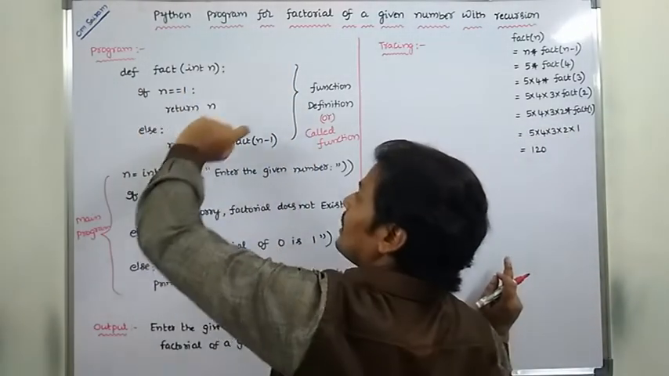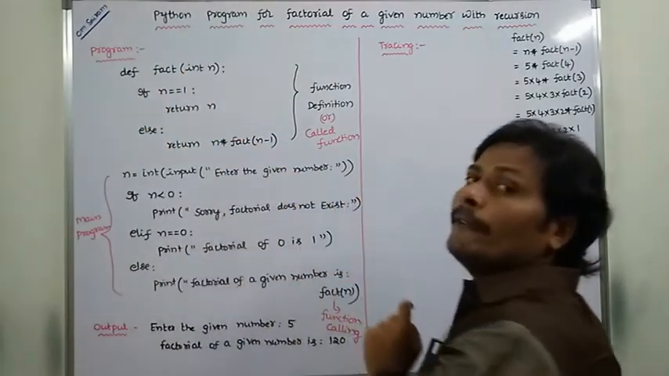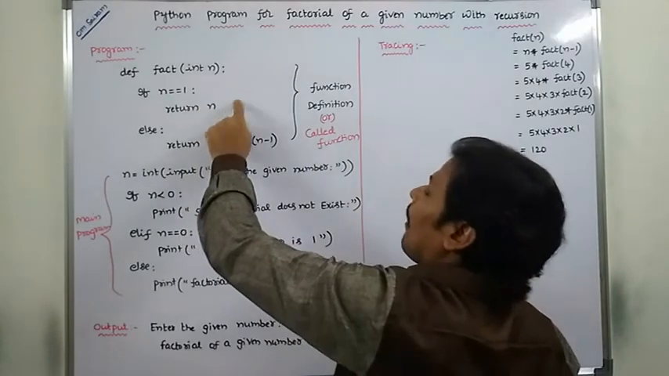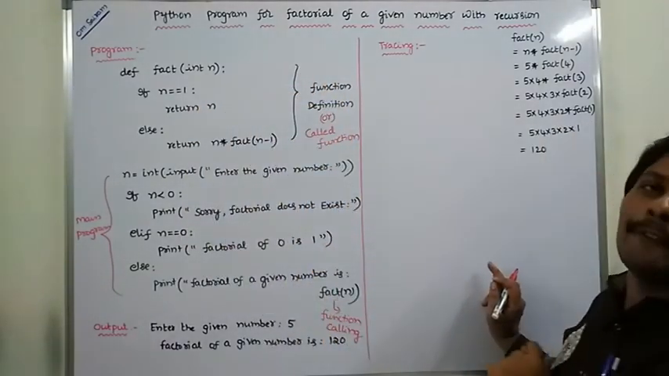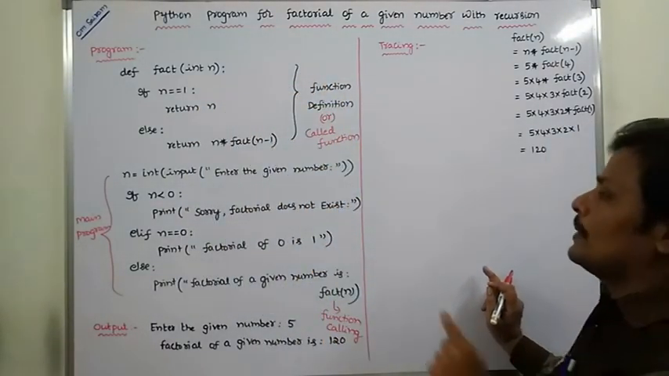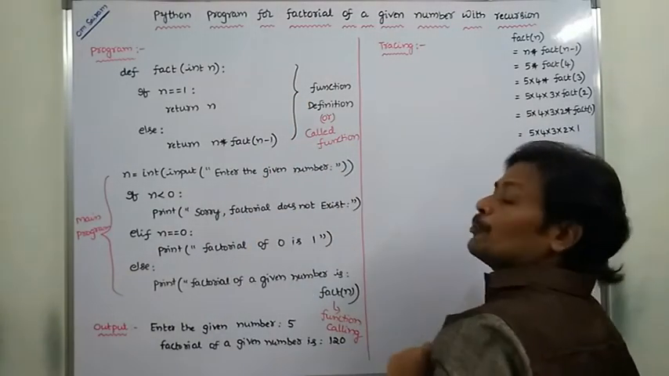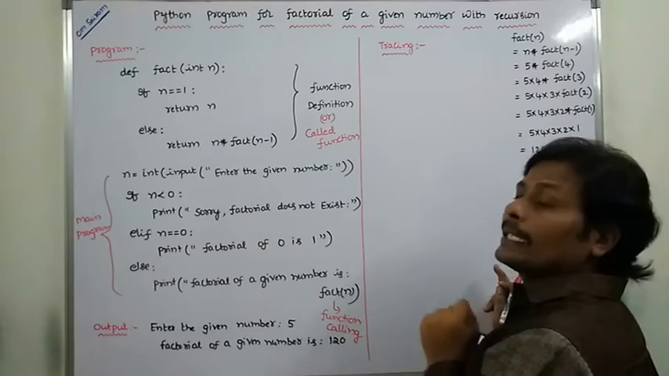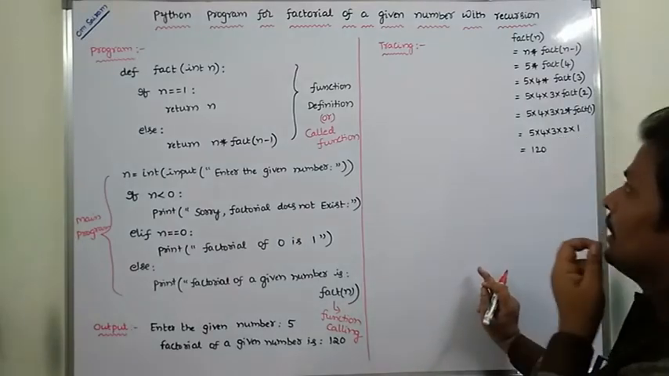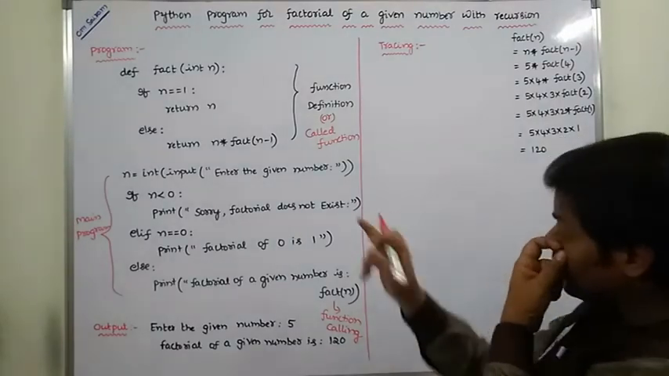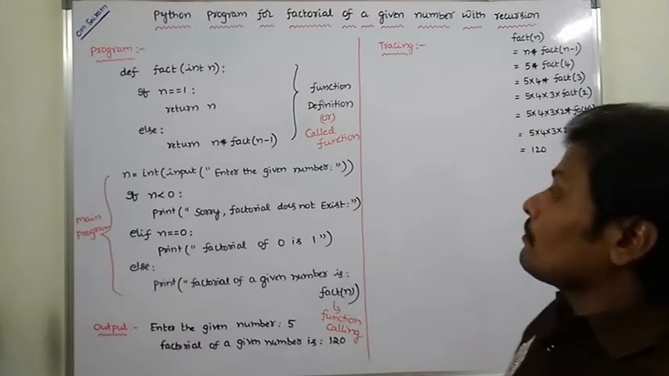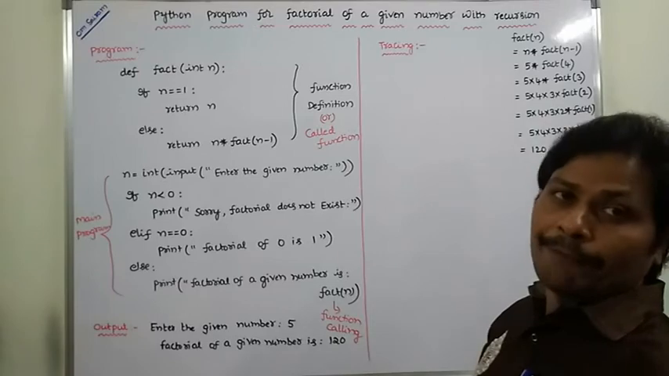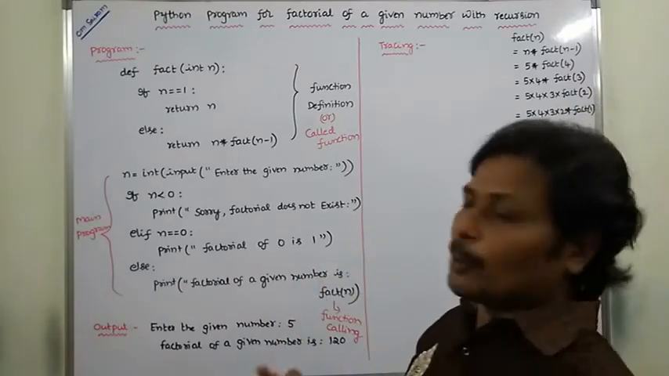After execution is done in the called function, the control transfers again from the called function to the calling function. So this is the recursive program or function. Next, how are we tracing that program? Program execution starts from the main function. So that is the main program.